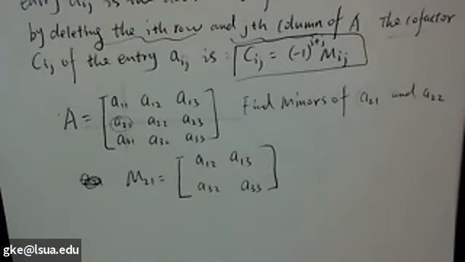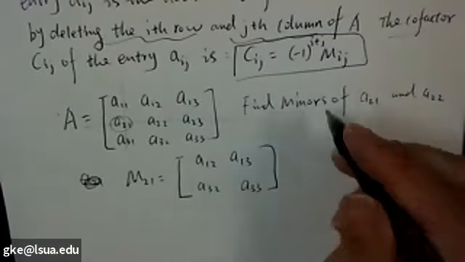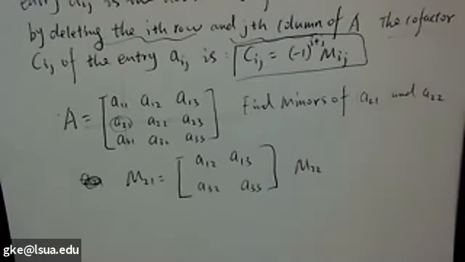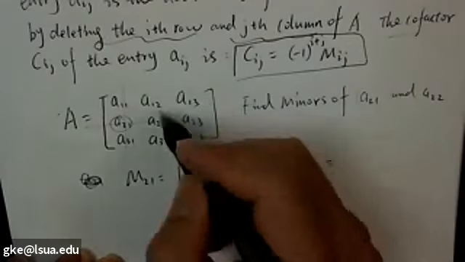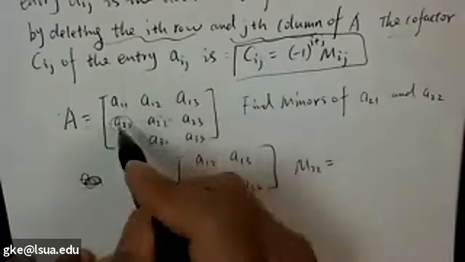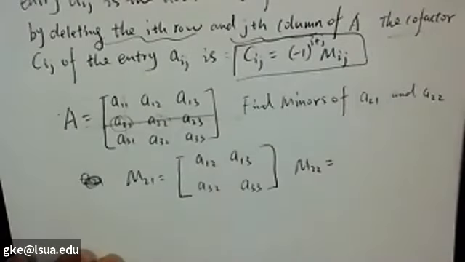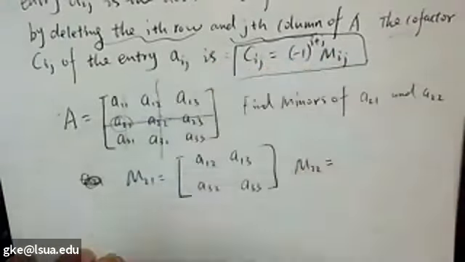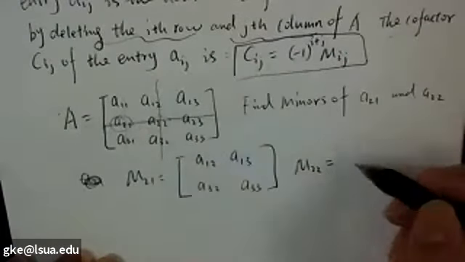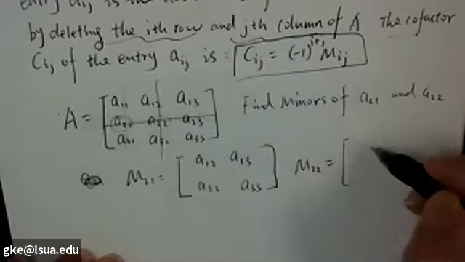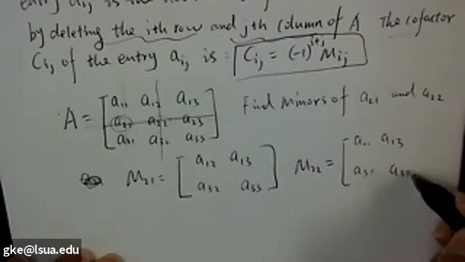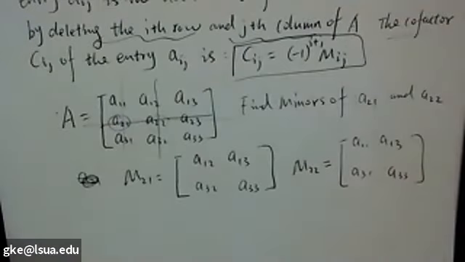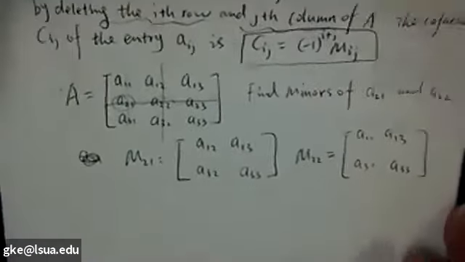Now, the same thing. How to find M22? So A22 is here, right? We're going to delete the second row, the second column. What's left is A11, A13, A31, A33. Okay.